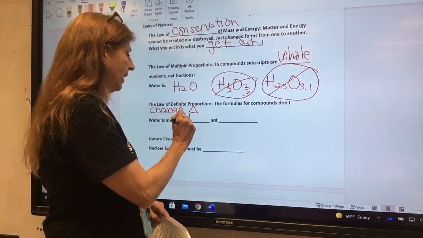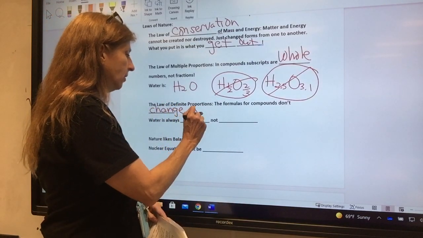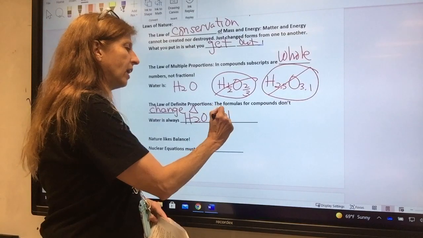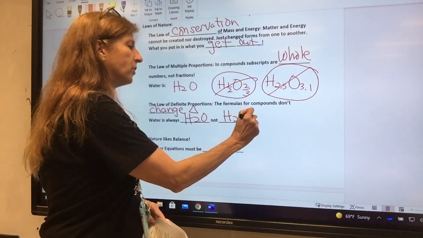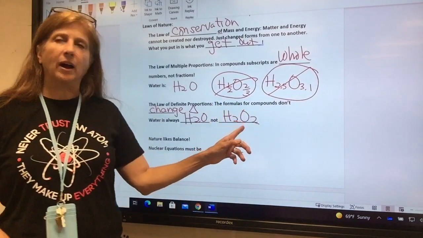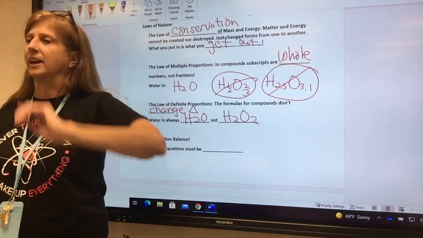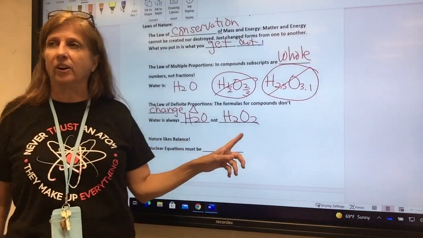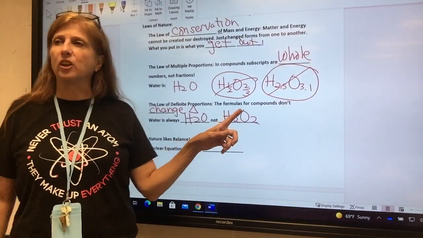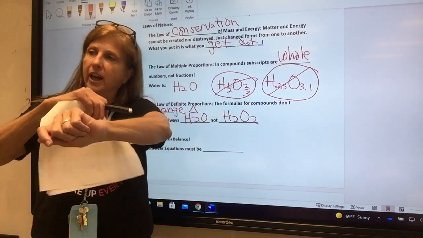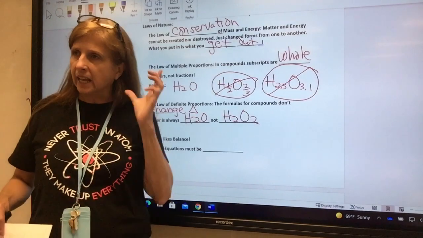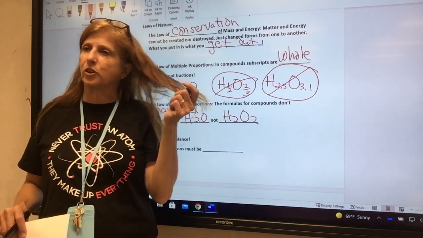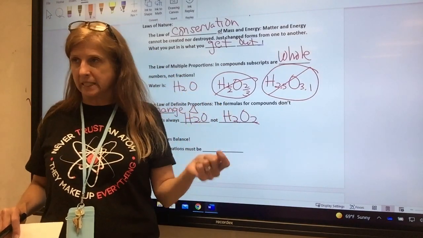Water is always H2O. It's never H2O2. Does anybody know what that one is? What H2O2 is? Yes, true. Yes, hydrogen peroxide, very different. Hydrogen peroxide that you buy at the store to put on your cut is 3%. Hydrogen peroxide that strips your hair and makes it blonde is 30%.